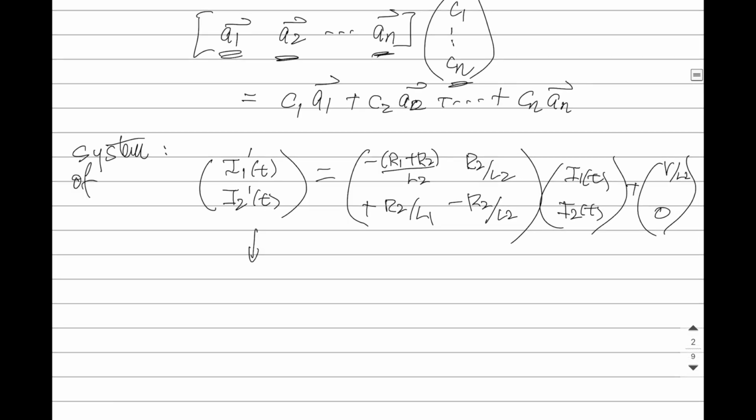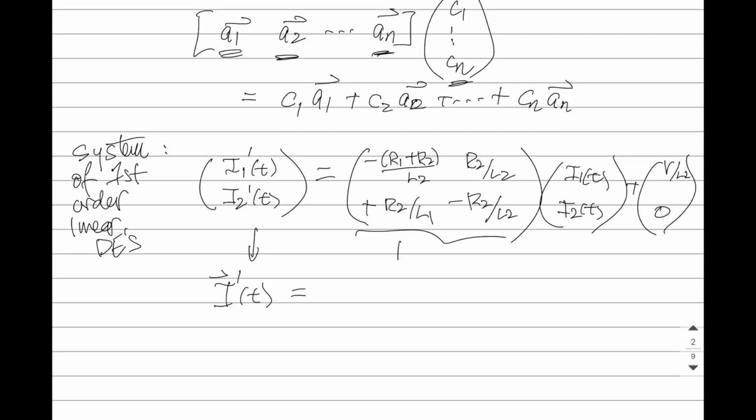It's a system of first order linear DEs. And we're going to write it in this suggestive form. It's going to be vector I prime of t. We're going to call this matrix here P of t. Matrix P of t times vector I of t plus some function f of t. And it's a vector function. This looks an awful lot like a first order linear equation, right?